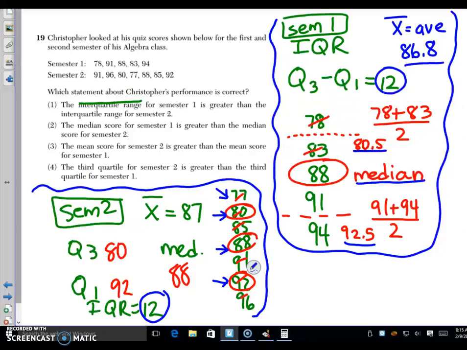When you take a look at your choices, you should be able to see that the mean score for semester 2 is greater than the mean score for semester 1. All the others are false.